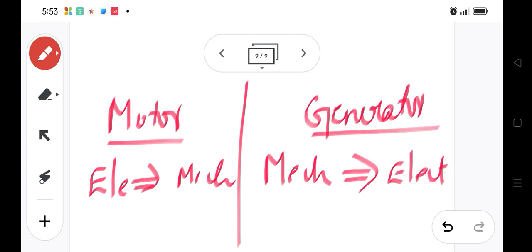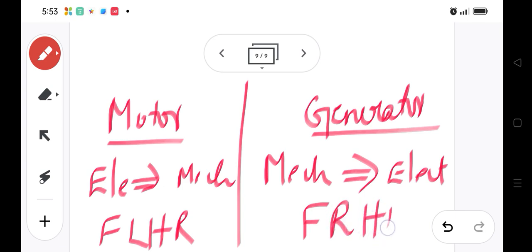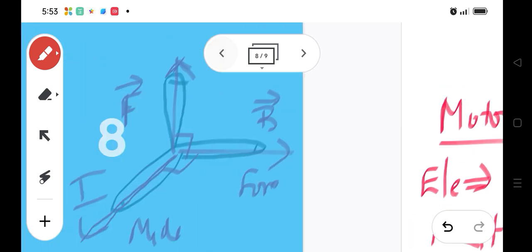Electrical energy is generated. In the case of motor, the motor principle is behind it, and the direction of the force, current and magnetic field is governed by Fleming's left hand rule. And here the direction of the force, then magnetic field, and the induced EMF is governed by Fleming's right hand rule. Okay, so let us consolidate.